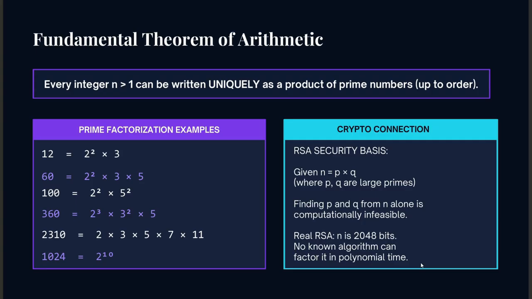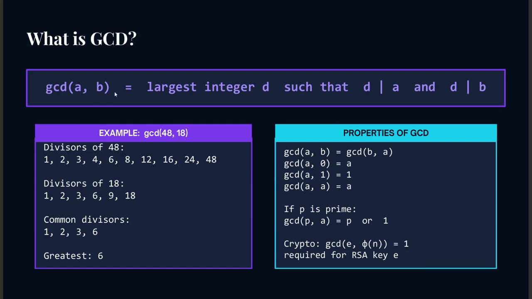Now let us move to GCD, greatest common divisor. The GCD of two numbers is the largest integer that divides both numbers perfectly. That is, GCD of a comma b equal to d, where d is the largest common divisor of both numbers. For example, GCD of 48 comma 18 equal to 6, because 6 is the largest number dividing both 18 and 48 without remainder. Now look at some important properties of GCD.